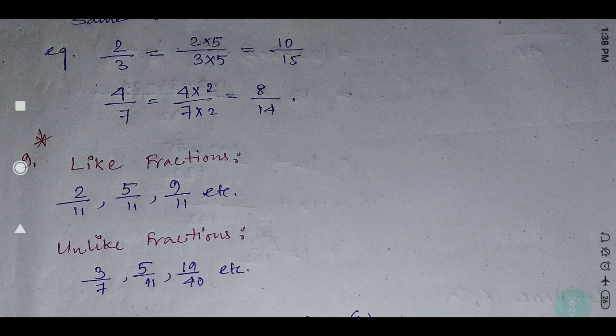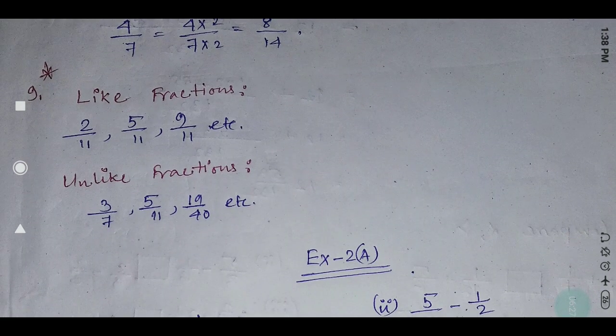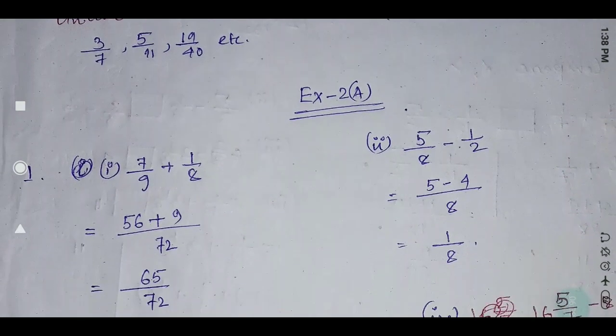Unlike fractions means the denominators are not the same. Any fractional numbers you take, 3 by 7, 5 by 11, 9 by 40, all these are unlike fractions. Okay, now we will start the exercise. In exercise 2a, numbers are given and you have to simplify. That means if addition is given, you have to do addition. If multiplication is given, you have to do multiplication.